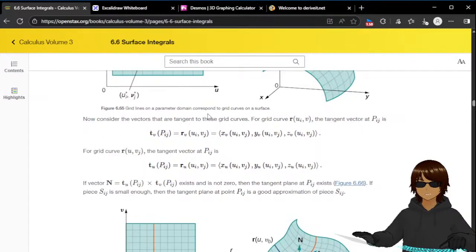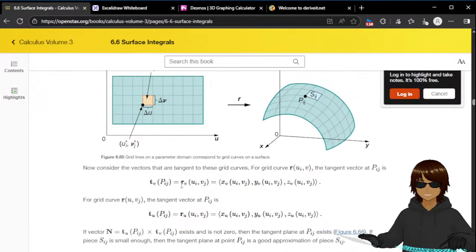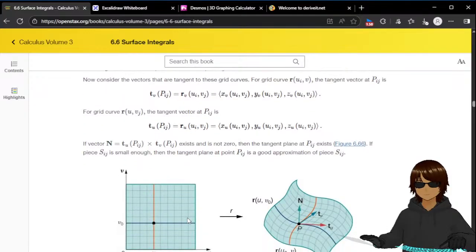Now consider the vectors that are tangent to these grid curves. For grid curve r(Ui,V), the tangent vector at Pij is tangent vector, okay, it's rV. For grid curve r(U,Vj), the tangent vector at Pij is, okay, now it's with respect to U. If vector n, which is the cross product of these, exists and is not zero, then the tangent plane at Pij exists.